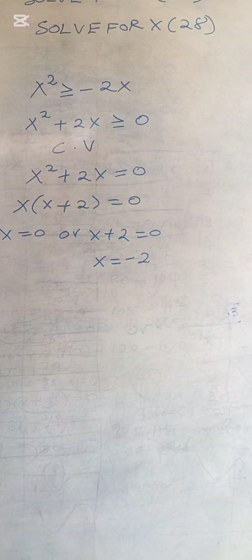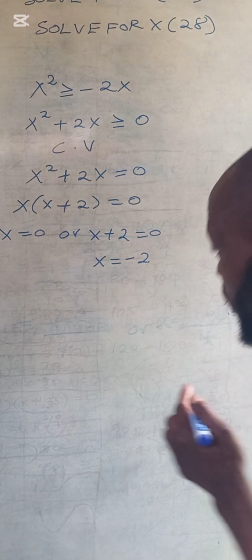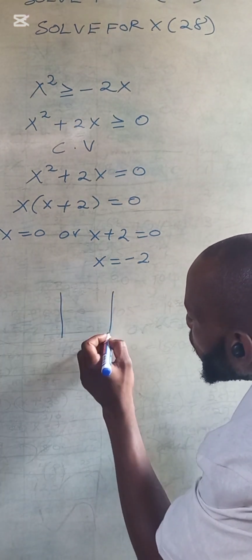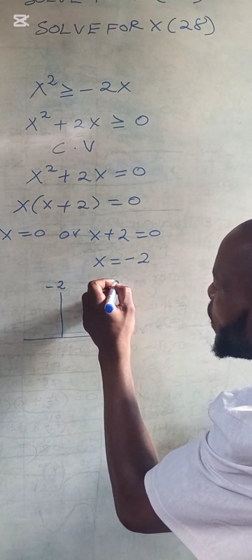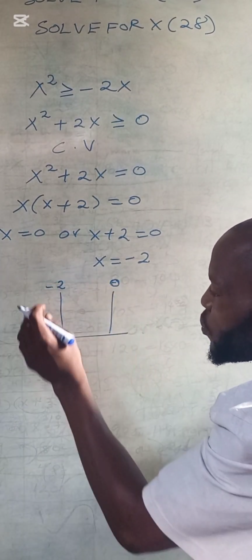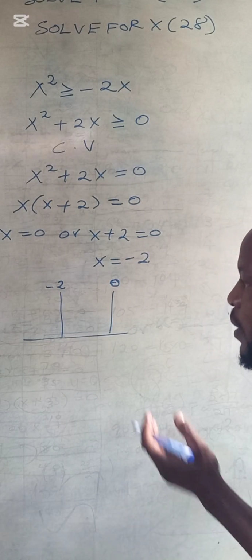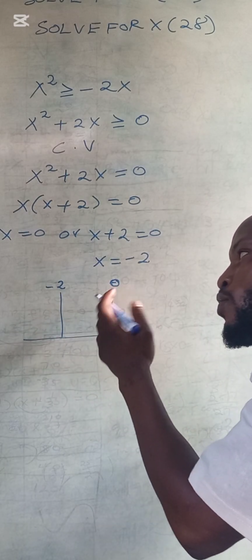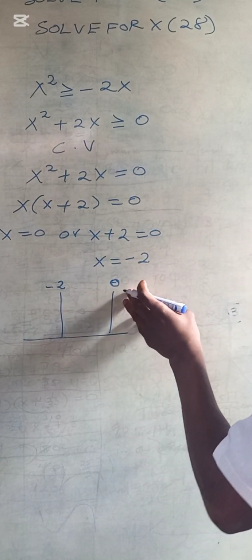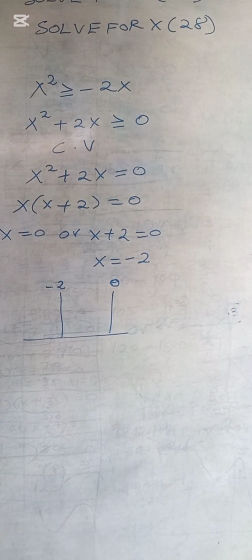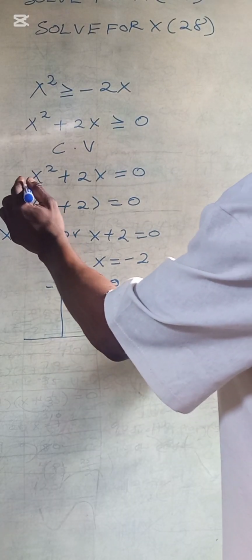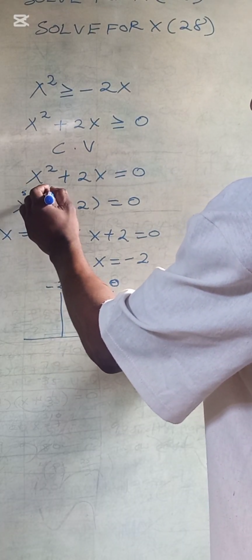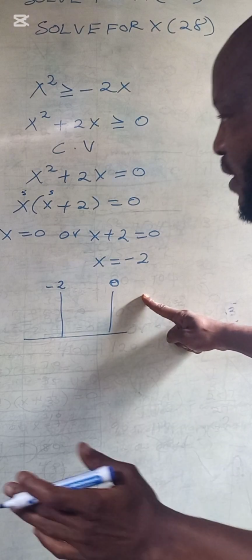But if you remember, this is not the solution. These are just our critical values. We draw our number line graph. The first value is negative 2, and then we have a 0. So you choose a value that is less than negative 2, a value that is between negative 2 and 0, that will be negative 1, or any number that is greater than 0, right? For simplicity, let's choose a number that is greater than 0. Let's choose 5. If this is 5, this is 5. And we are only interested in the sign, not the value.